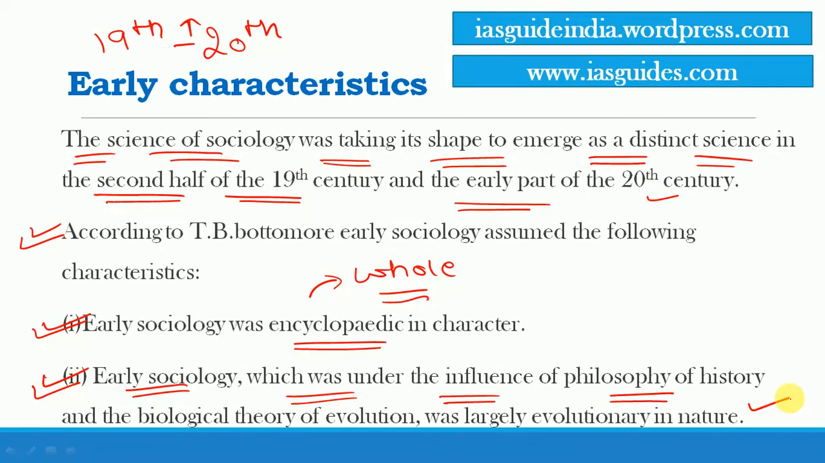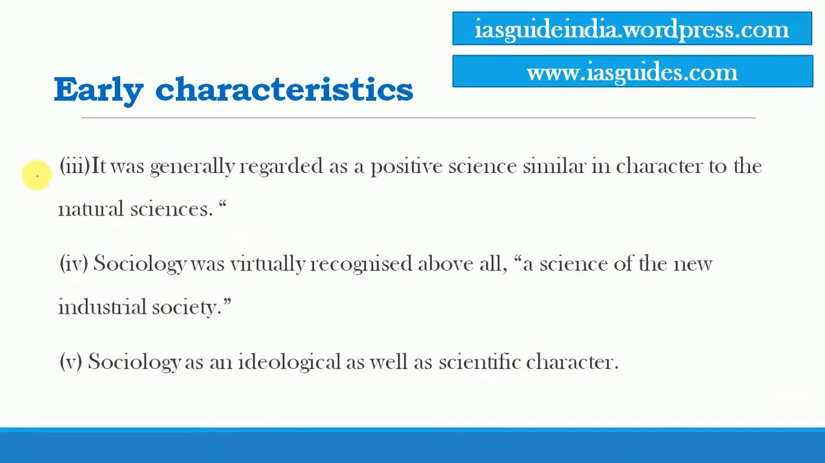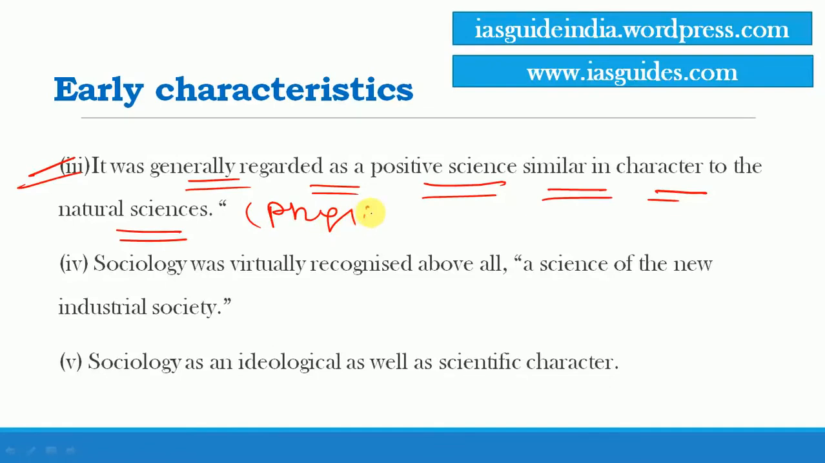Then the third point is that early sociology was generally regarded as positive science, similar in characteristics to natural science. Natural science means physics, chemistry, mathematics. All these are the natural sciences. So sociology is also positive science. We know that physics and chemistry are positive sciences. Positive science means it has clear-cut methods, scientific methods. In physics we have formulas, in chemistry we have equations. Definitely it is real. Physics equations, rocket equations, everything is real. In the same sense, sociology also has a method which is real.